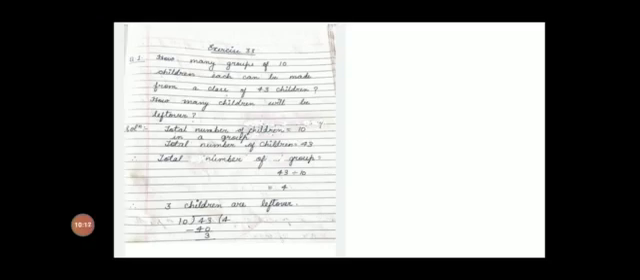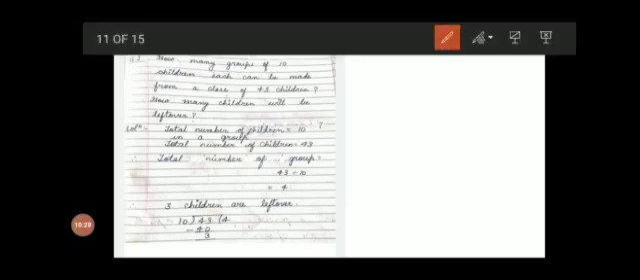Okay, so here we have to divide this number. In this question the total number of children is given, 43. The group size is given, 10. Now we have to find out the total number of groups formed of 10 children each. Second statement, we will write total number of groups. So we will divide 43 divided by 10.